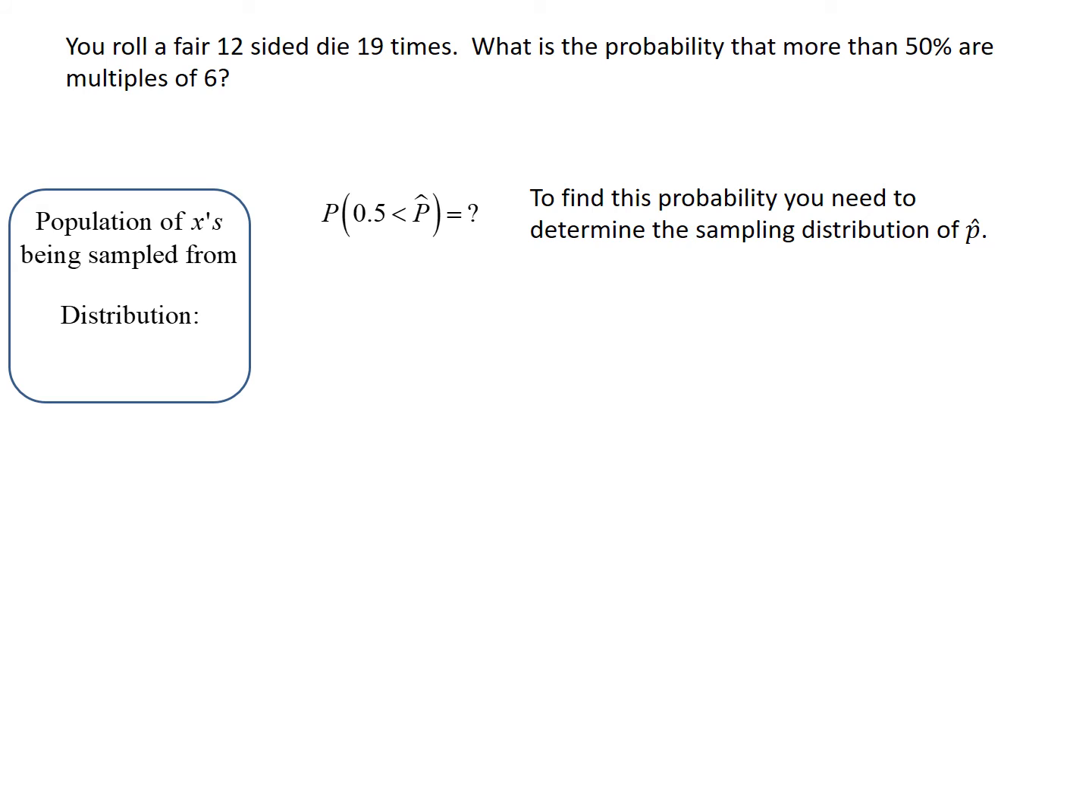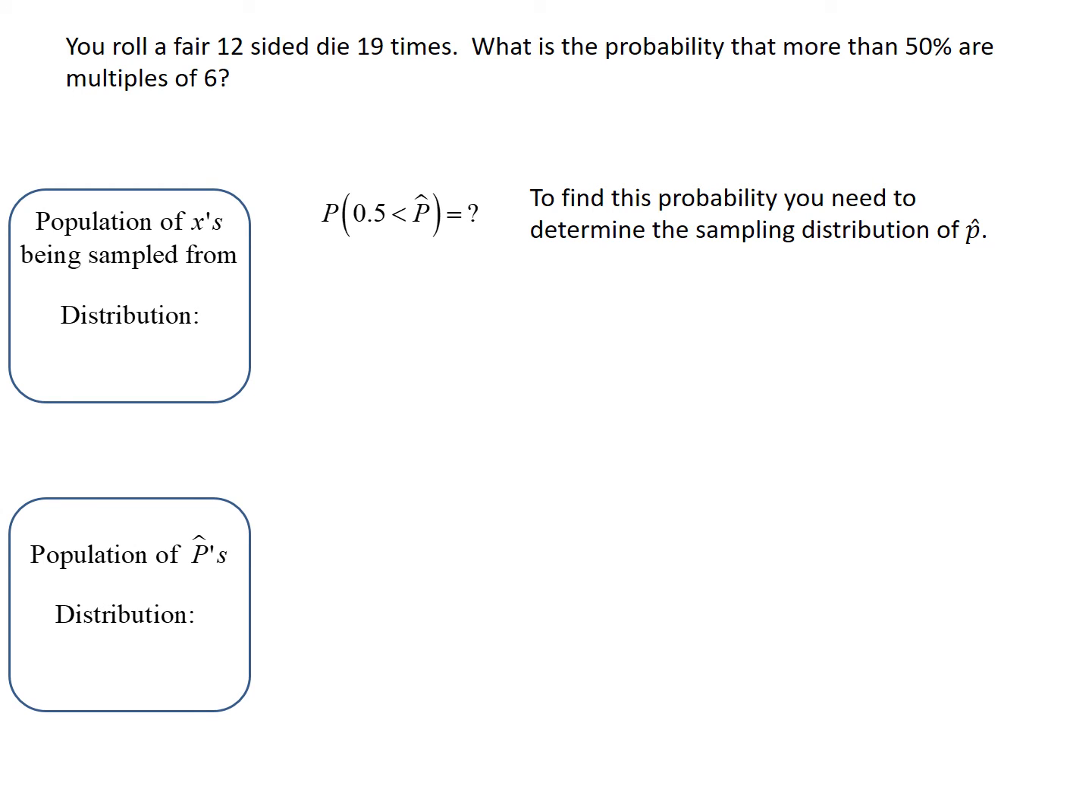Okay, so if we're going to determine the distribution of p hat, we have to look at the frequency of times that we get what we're looking for in our sample. Okay, so we said a minute ago that p hat would be approximately normal if you had a frequency of at least 5 outcomes that were in the category you're looking for. So that means we need at least 5 multiples of 6 in our sample of 19 rolls, and at least 5 that are not multiples of 6. The problem is we haven't rolled the die yet, so we don't know how many multiples of 6 we're actually going to end up with.